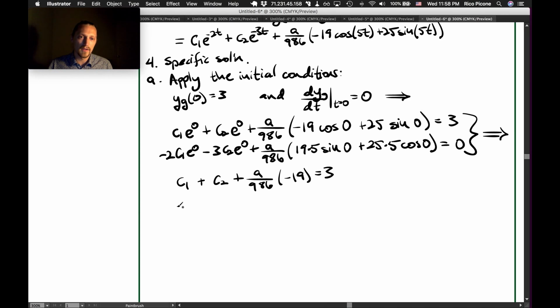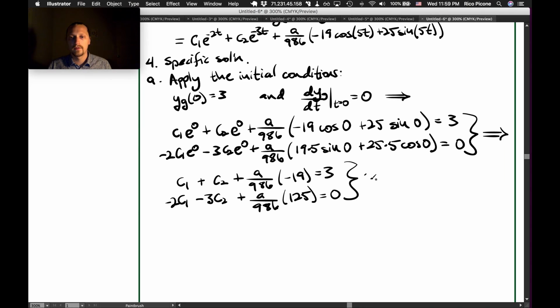And the other equation is negative 2c1, negative 3c2, and then we've got plus, 125, so we'll do A over 986 times 125 times 1 equals 0. So this set of equations, 2 equations, 2 unknowns, C1 and C2, solve. This one's real easy to do with elimination.